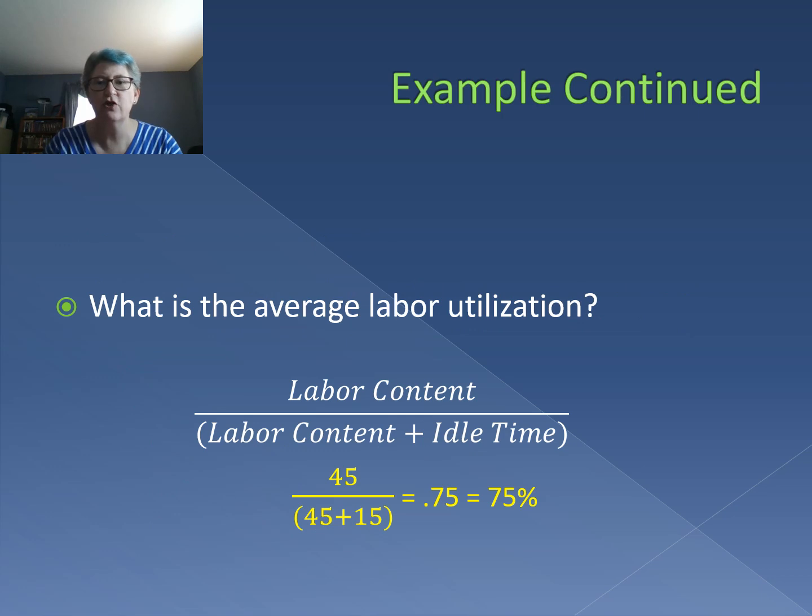Now that leads us to our labor utilization. We have 45 minutes of labor content and a total of 60 minutes of labor content and idle time, so our utilization is 75%.